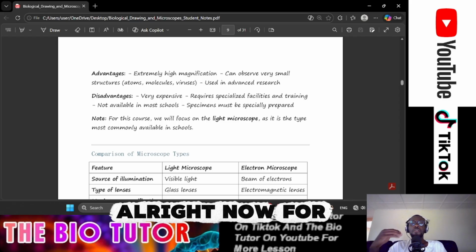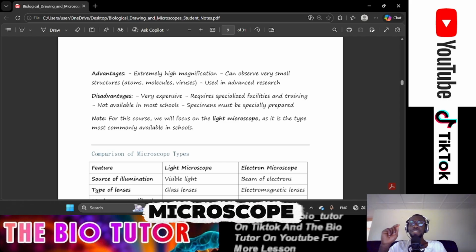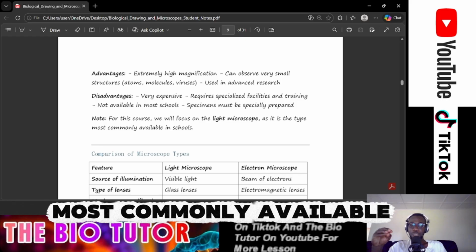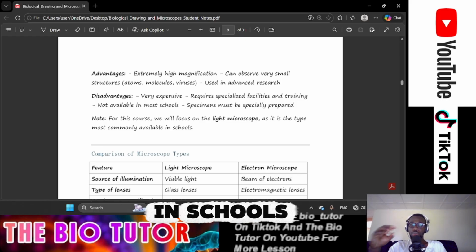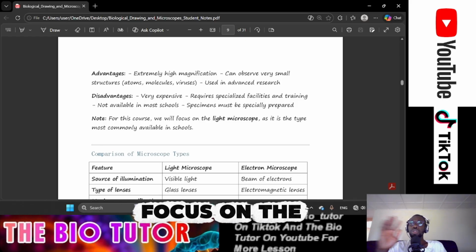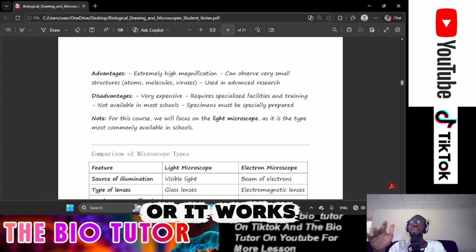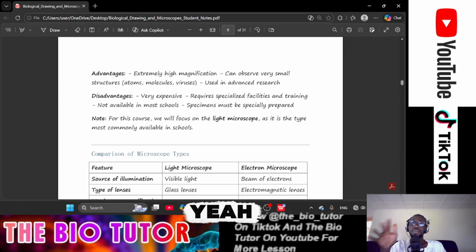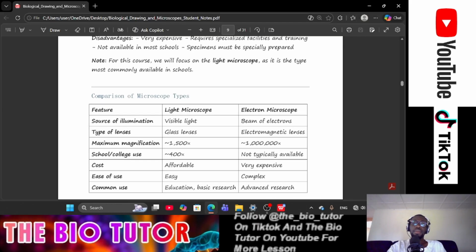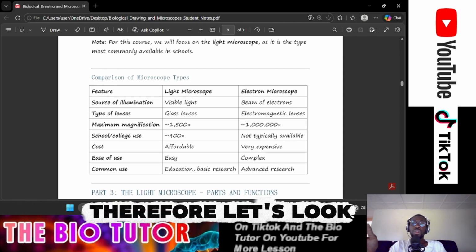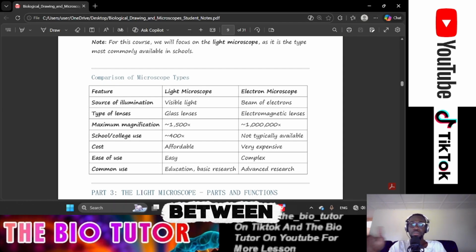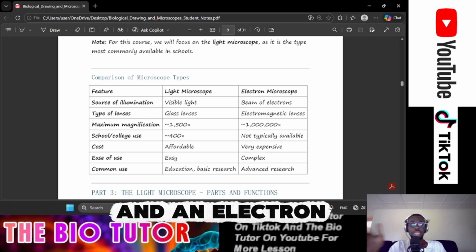All right. Now, for this course, we will focus on the light microscope as it is the type most commonly available in schools. So here we are going to focus on the light microscope because that is what works within our region. Therefore, let's look at some comparison between the light microscope and an electron microscope.